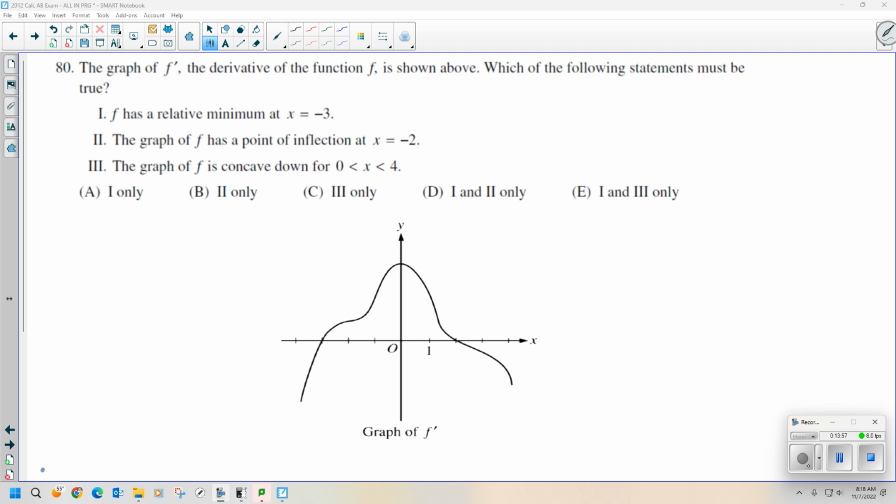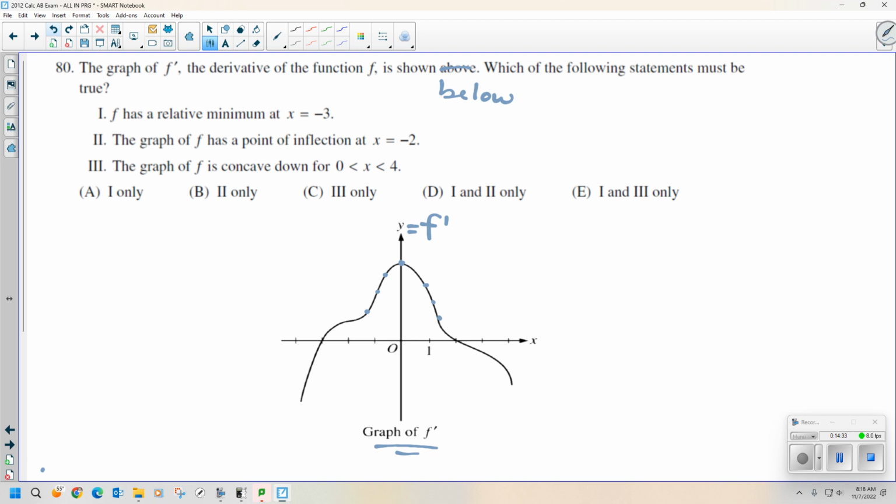Number 80, the graph of f prime, the derivative of f, is shown. Well, in this case, I made it below. On your test, it says above, and it's above, but I liked it below. So this is the graph of f prime. So I immediately make my y equals f prime of x. Whatever y value of any of these points are, that would also be the derivative of f, that y value. Okay, so which of the following statements must be true?